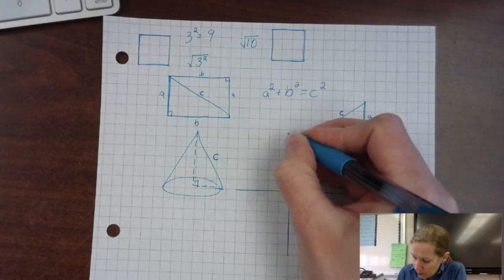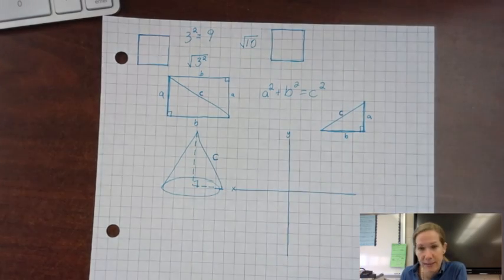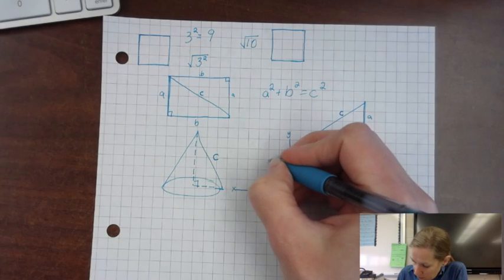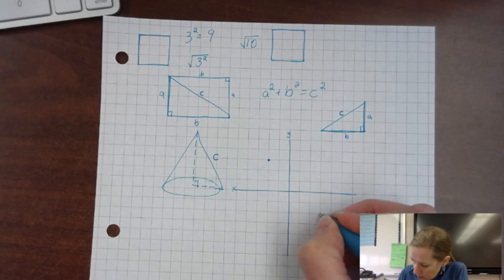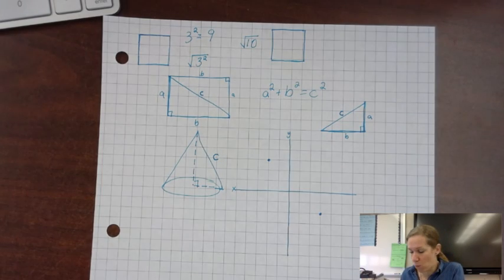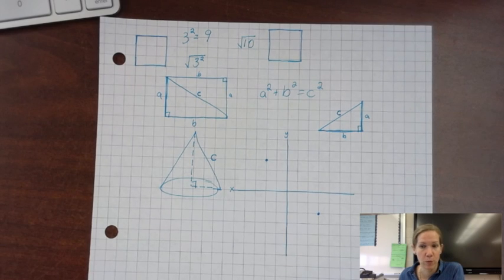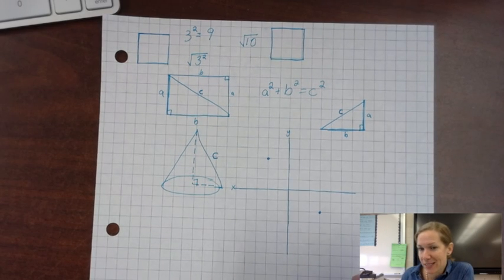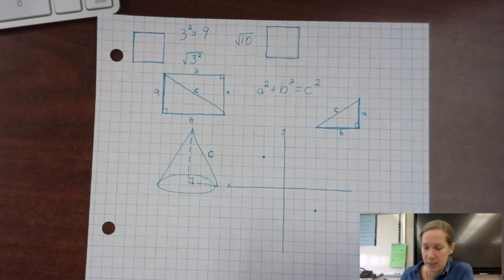So here's my coordinate plane with my y and my x-axis. And sometimes they'll just give you 2 points. They'll give you a point here and a point here. And they'll say, what is the distance between these 2 points? So the Pythagorean theorem is basically the distance formula, or how they derived the distance formula.